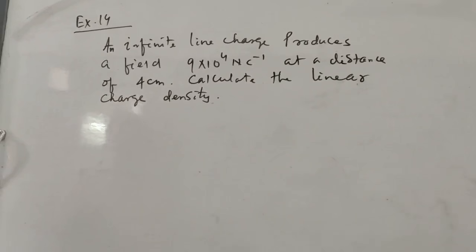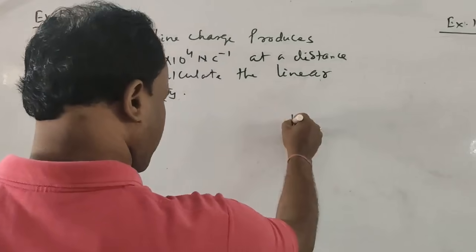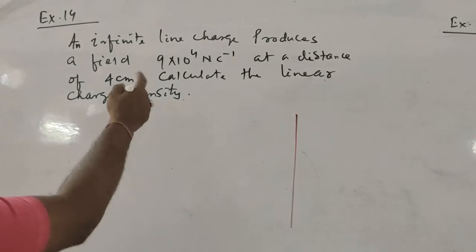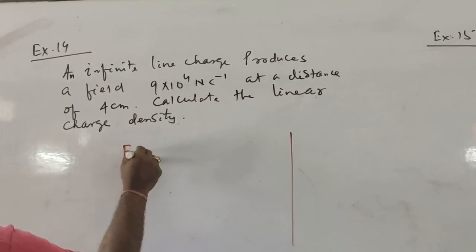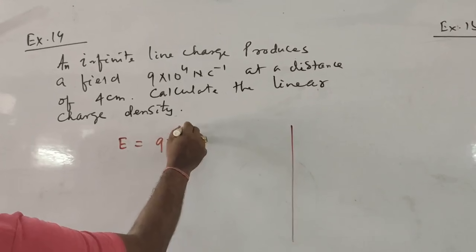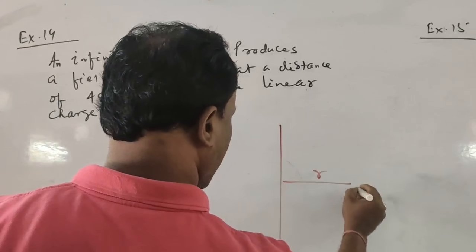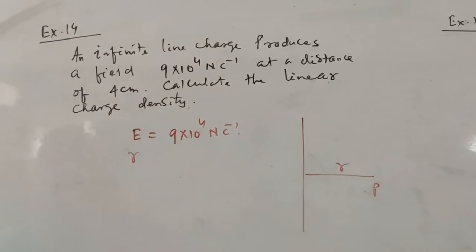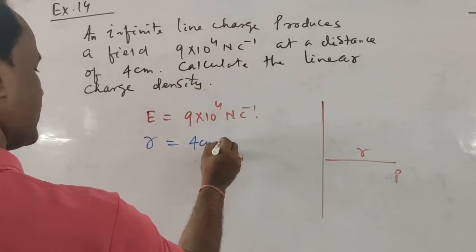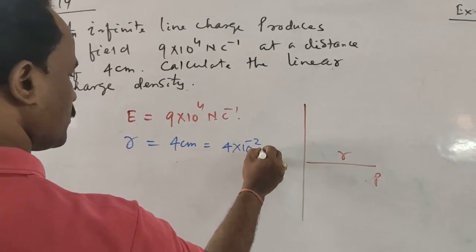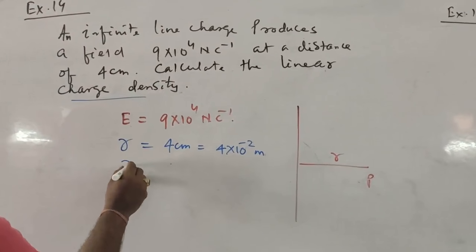Next question. An infinite line charge, suppose this is an infinite line charge, produces a field in the space region around it of E equal to 9 into 10 to the 4 Newton per coulomb at a distance r equal to 4 centimeter, that is 4 into 10 to the minus 2 meter. Calculate the linear charge density, symbolized lambda.